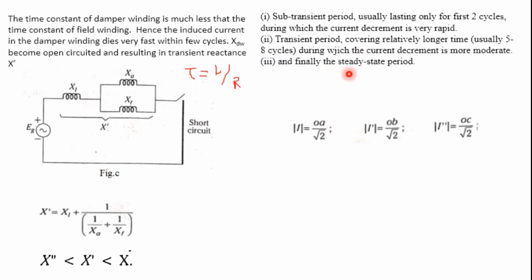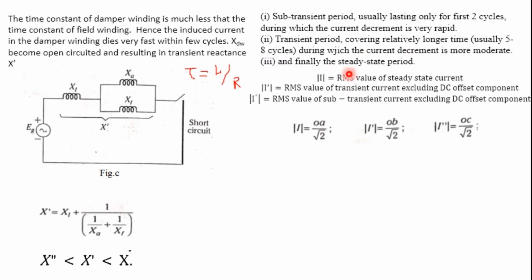And finally we will get a steady state period. So from the waveform, we have to calculate the currents I, I dash and I double dash. I is nothing but the RMS value of the steady state current. I dash is nothing but the value during the DC offset component. I double dash is nothing but the subtransient current, which is excluding the DC offset component.